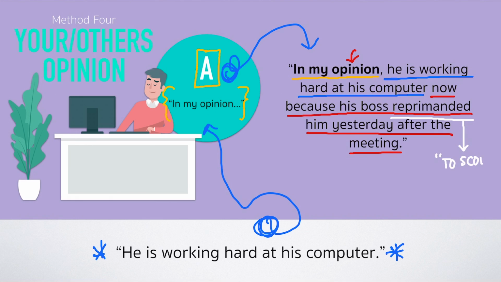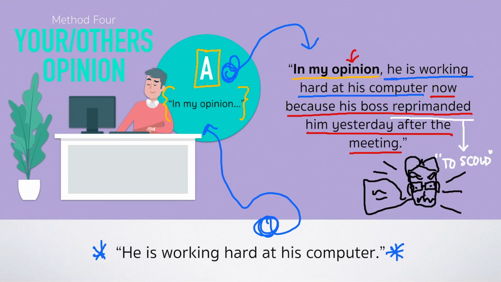To scold. So I want you to think about a situation where a boss has given his employees something to do, but the employees don't do it. So of course, the boss is very, very angry, right? The boss may start yelling at his employees. So he is scolding them or reprimanding them. So again, in my opinion, I think the reason he's working hard now is because he was reprimanded yesterday. Just my opinion.